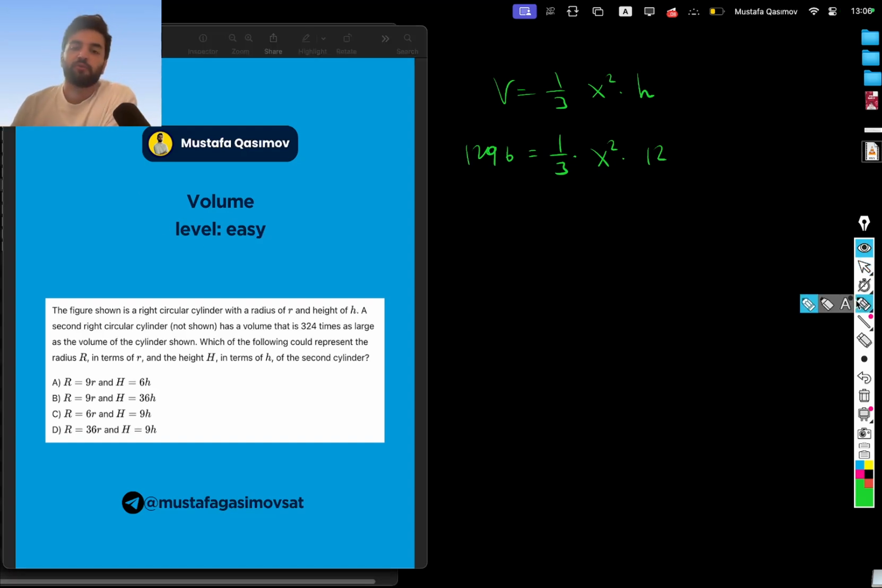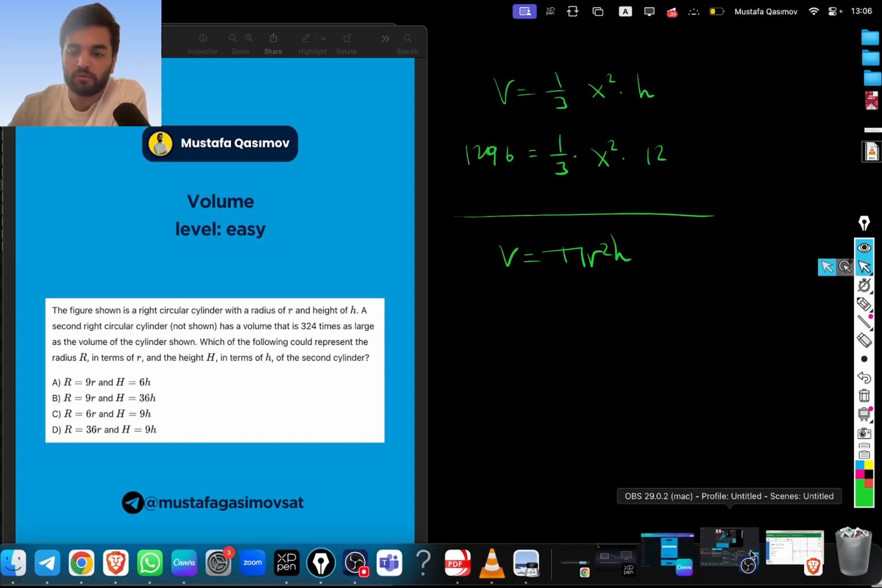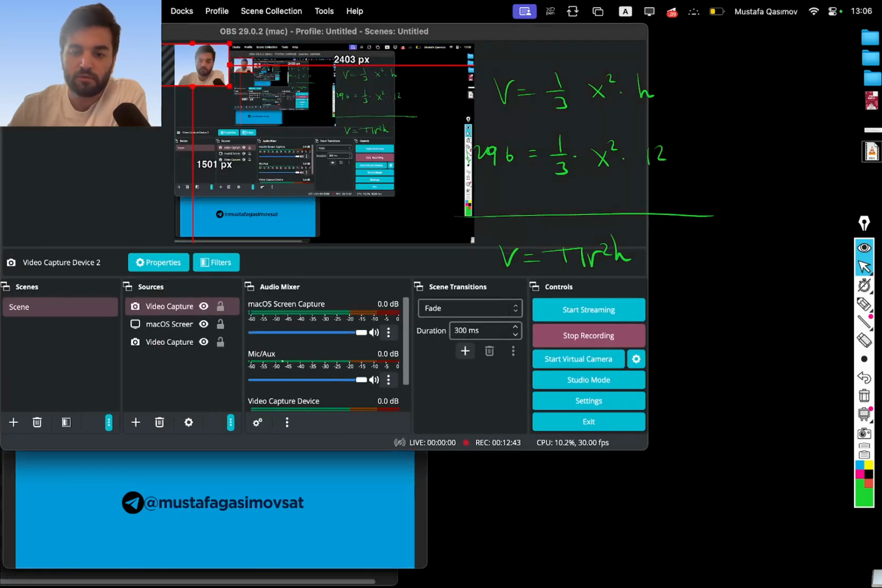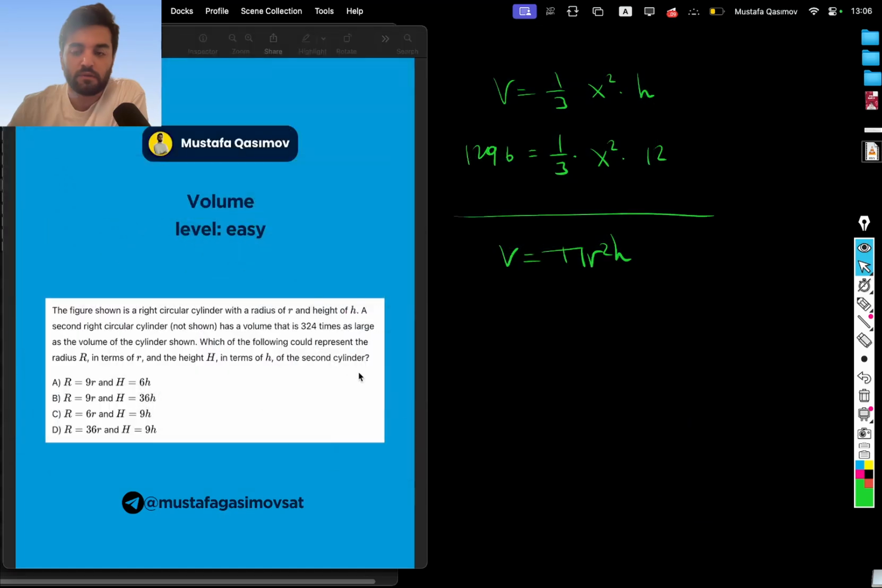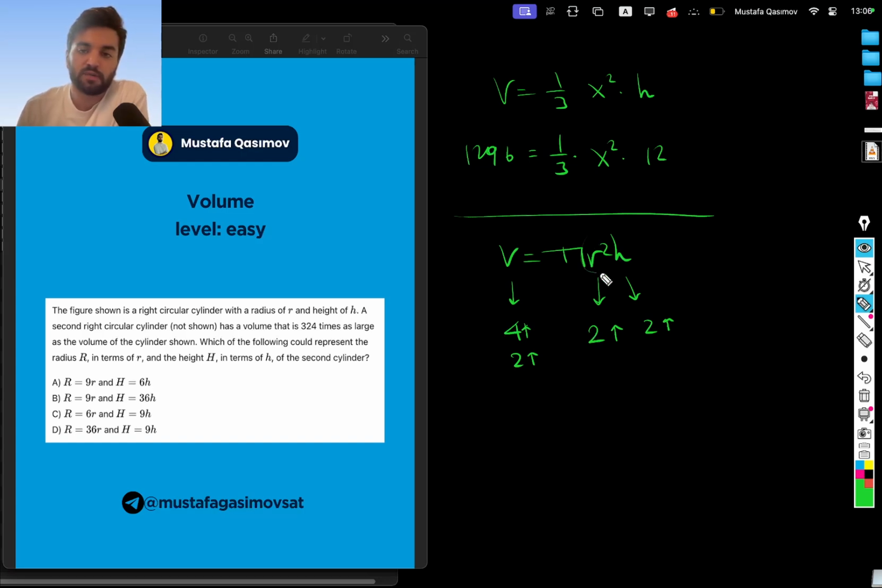Okay, here first let's write volume of cylinder. Volume is equal to pi r squared h. If you increase, for example, radius twice, volume will increase by 4. If you increase height by twice, volume increases by 2. So you can see that we have to take r squared and h. Okay, now let's do the question.